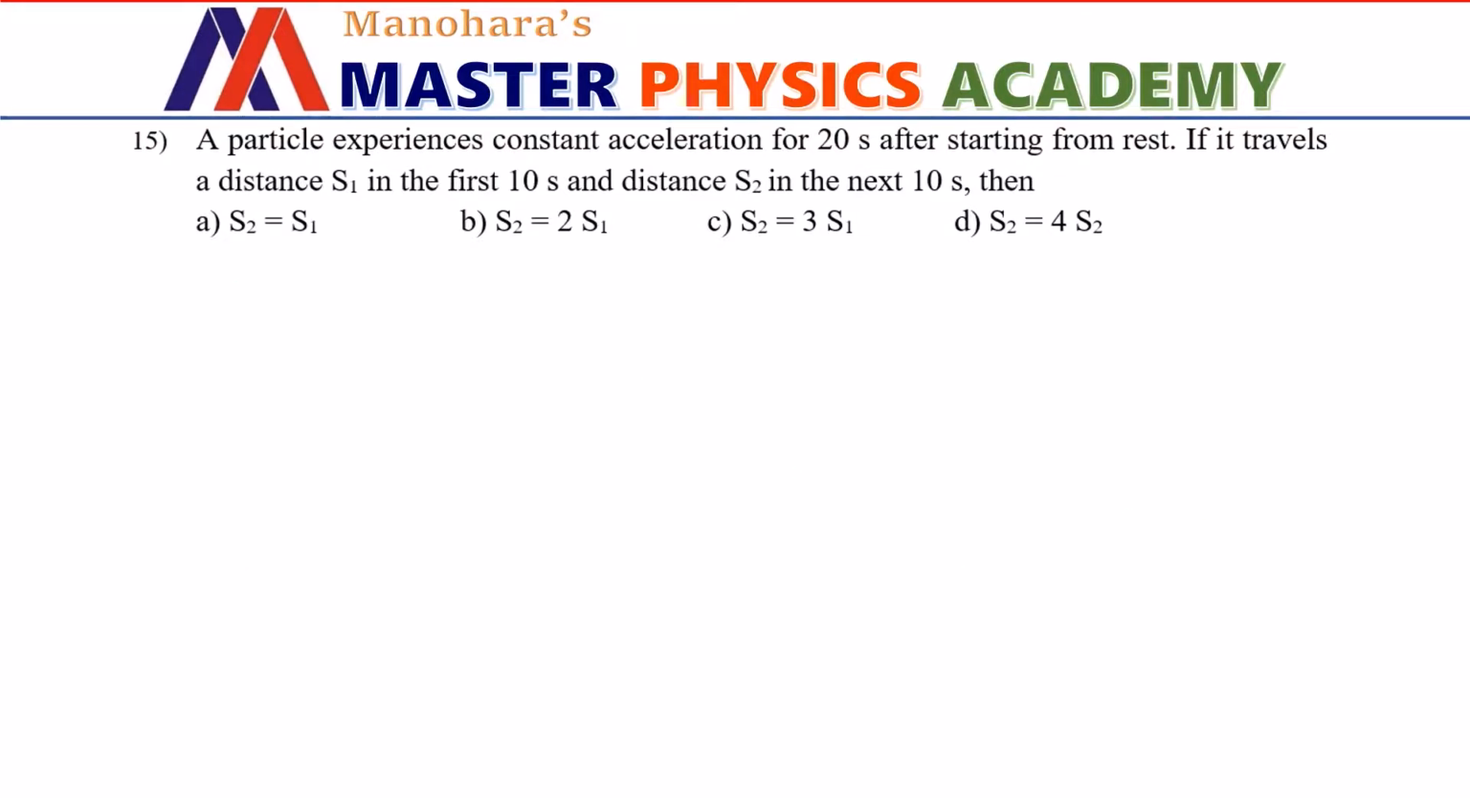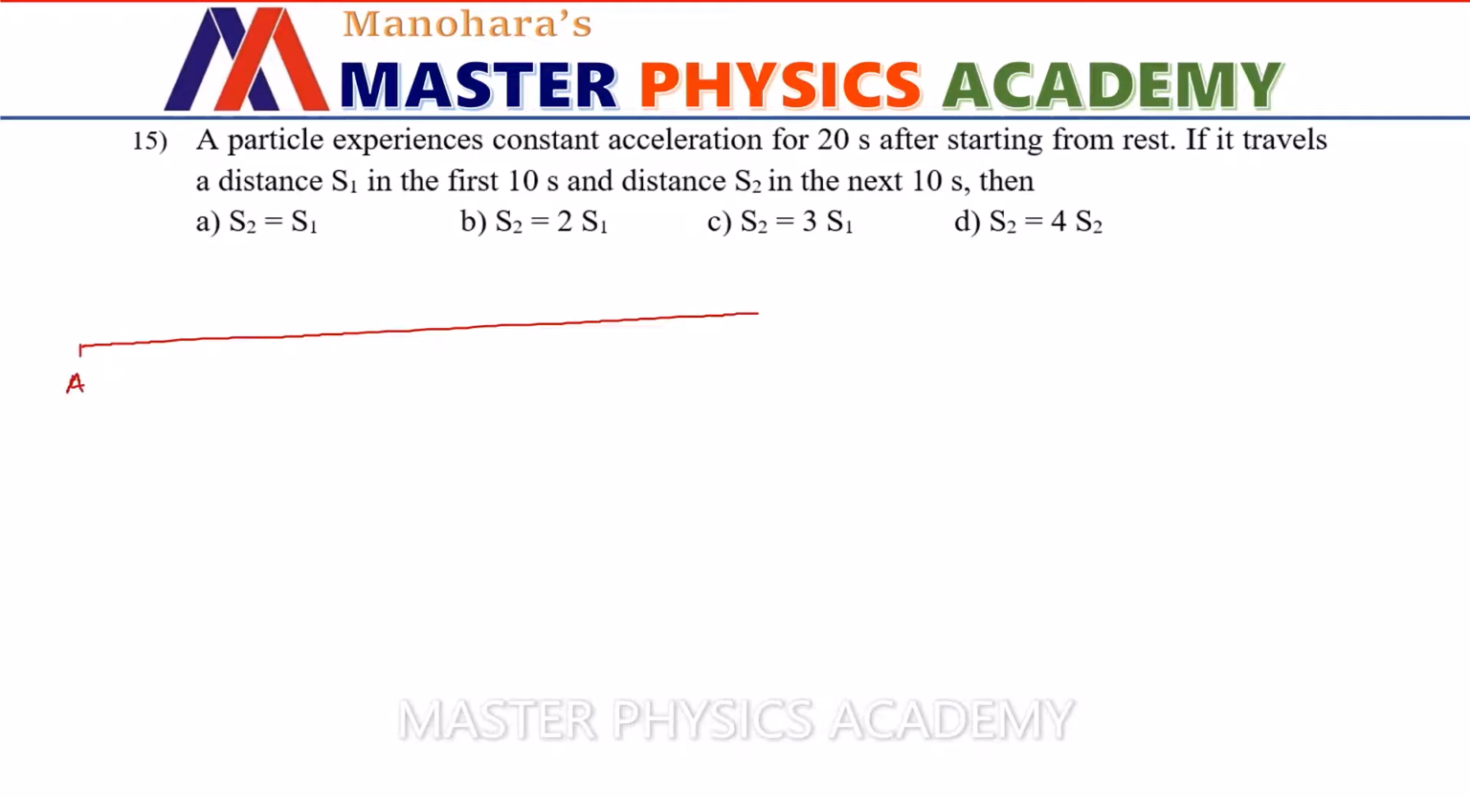A particle experiences constant acceleration for 20 seconds after starting from rest. If it travels a distance s1 in the first 10 seconds and distance s2 in the next 10 seconds, then let us consider this as the path travelled by the particle. In the first 10 seconds, it travels a distance s1, and in the next 10 seconds, it travels distance s2.